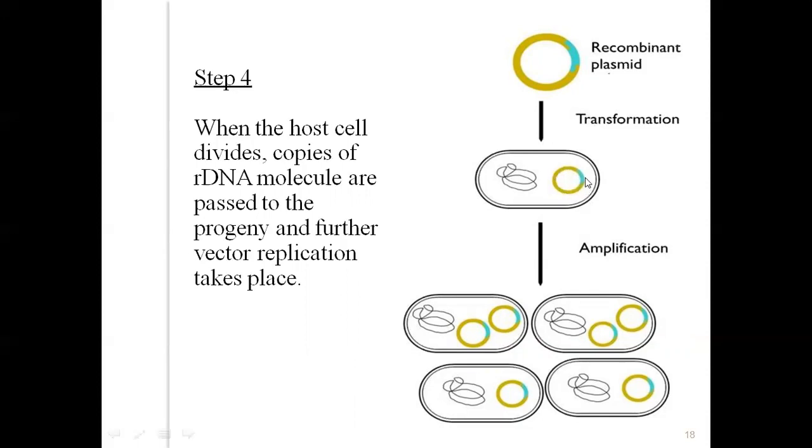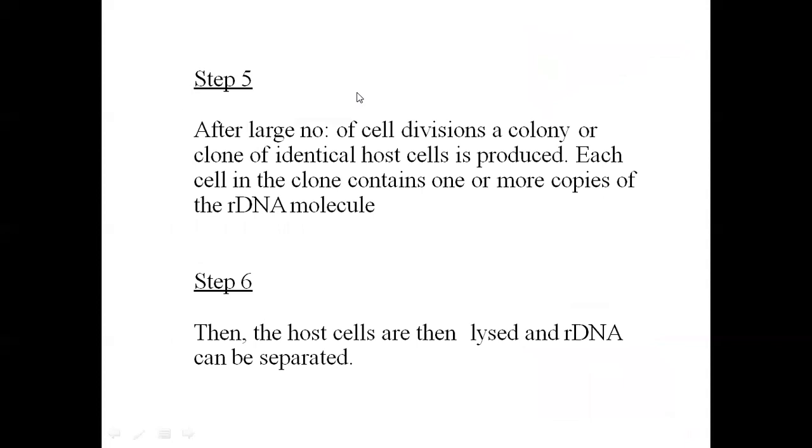This is the recombinant molecule, and this is the bacterial genome, bacterial DNA. Then further amplification of the single cell can produce multiple copies, and also inside the cells the number of recombinant plasmids will be multiplied. So hence we can multiply the number of copies. During step 5, after a large number of cell divisions, a colony of identical host cells is produced. Each cell in the clone contains one or more copies of the rDNA molecule.